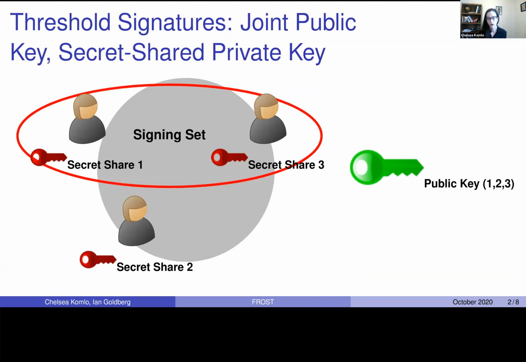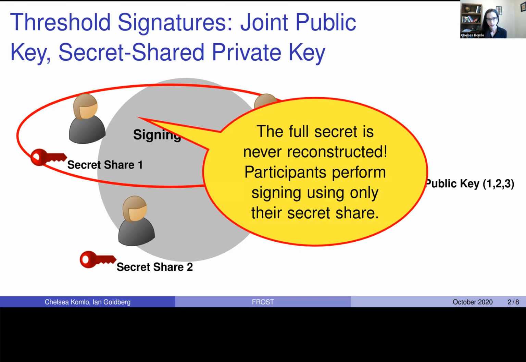They're very similar to single party signature schemes in that there's one public key that represents all signers and is used to verify messages. However, the private key is secret shared among a set of parties. Here we show a 2 out of 3 scheme where you need 2 signers in order to issue a valid signature, but there are 3 possible signers. And most importantly, in threshold signature schemes, the full secret is never reconstructed. So participants perform signing using only their secret share.